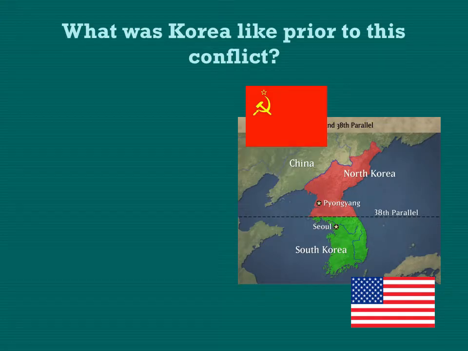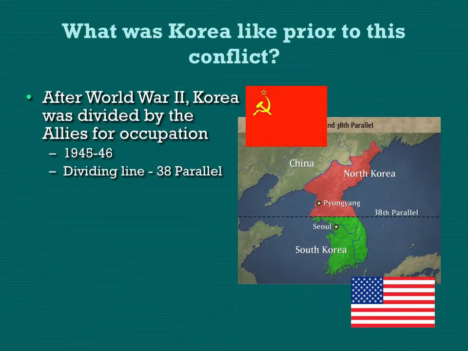So as you probably remember from your American history classes, after World War II is over, Korea is going to be divided along the 38th parallel.